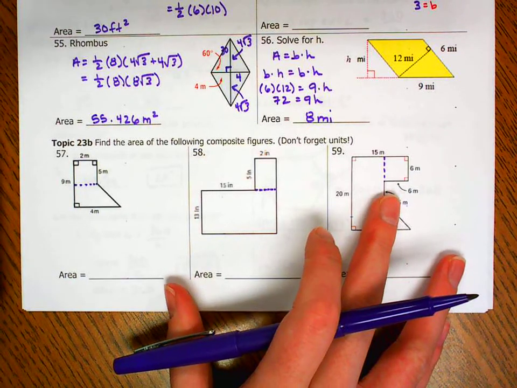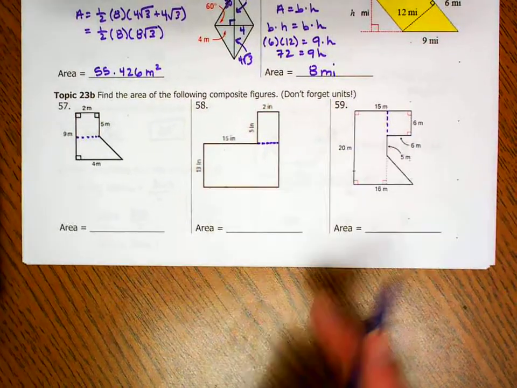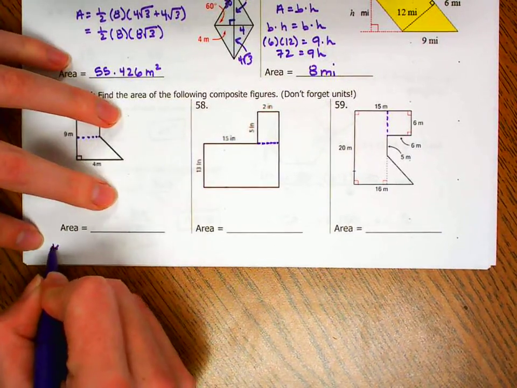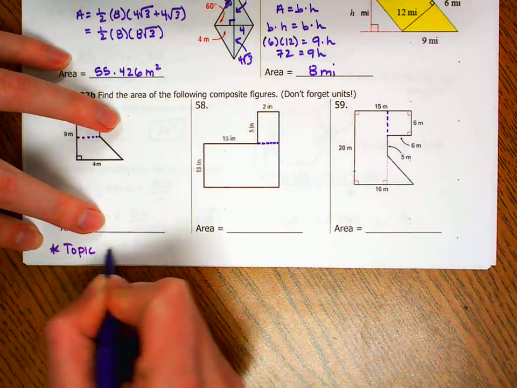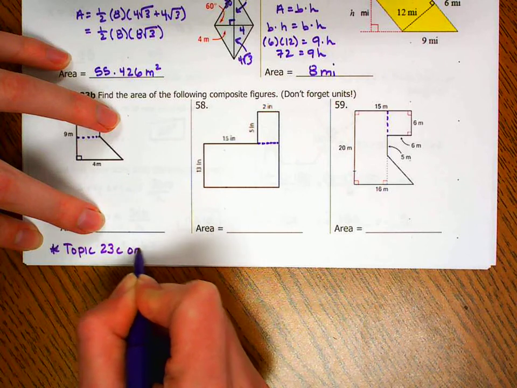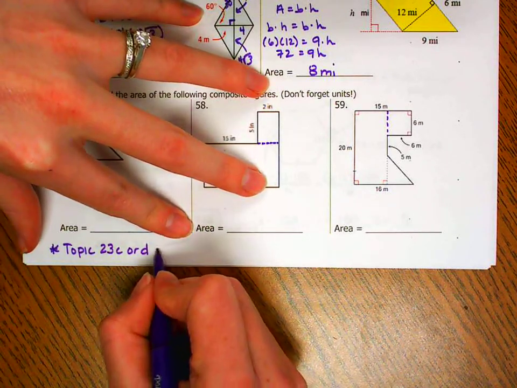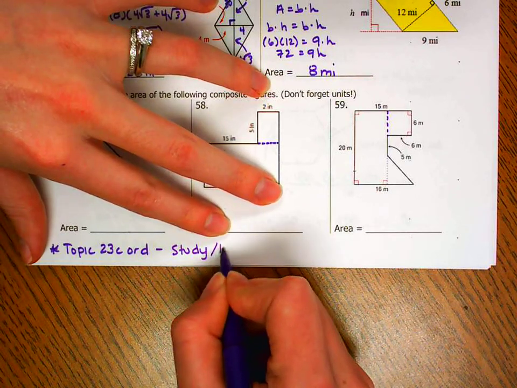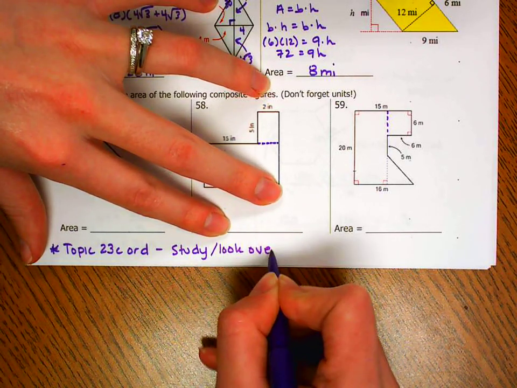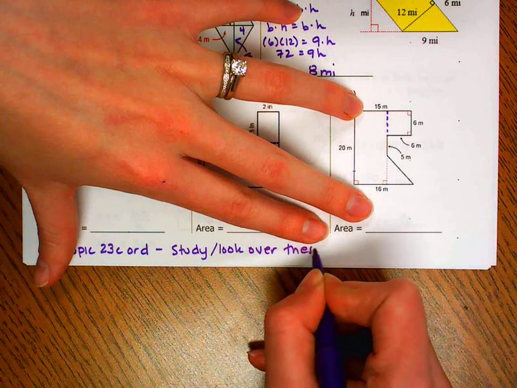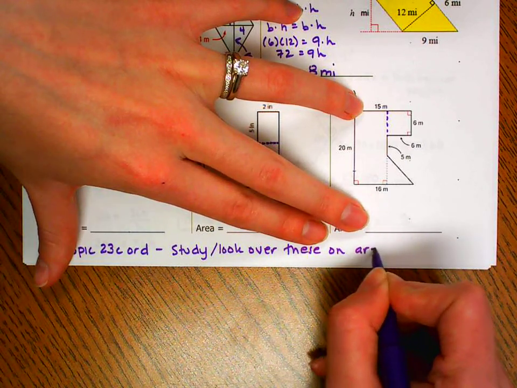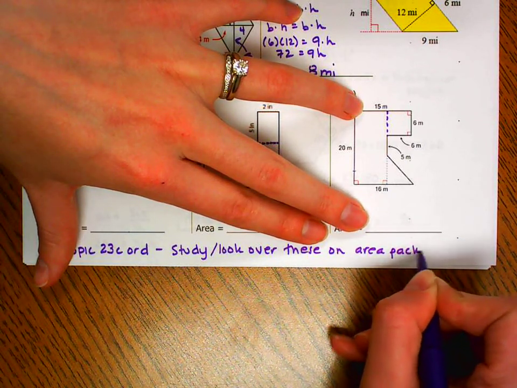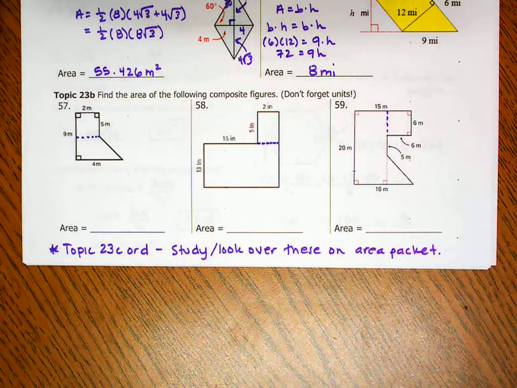You might notice there's a couple things that are missing on here. There's nothing on here on topic 23C or D. So I'm going to say study or look over these on the area packet. That was our fault. We forgot to leave it on here, but you're still responsible for it. Okay, so for topic 23C or D, study and look over those types of problems on the area packet.